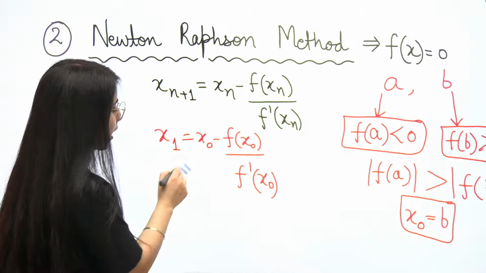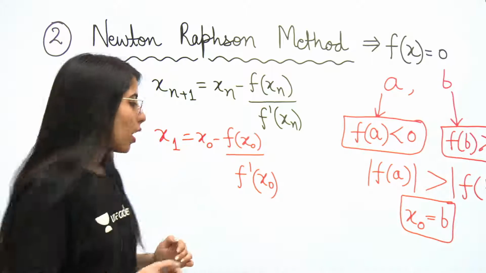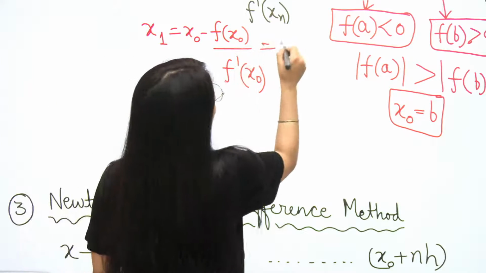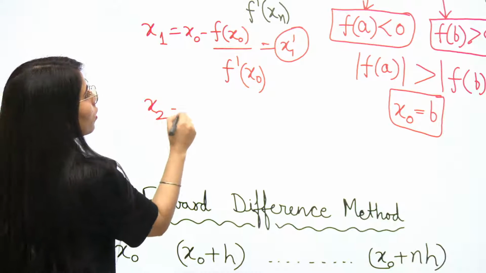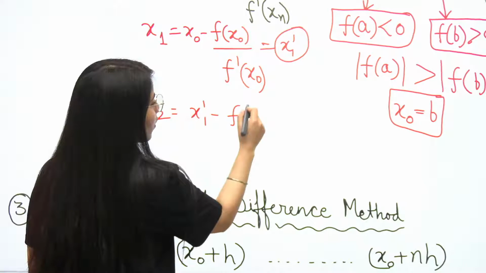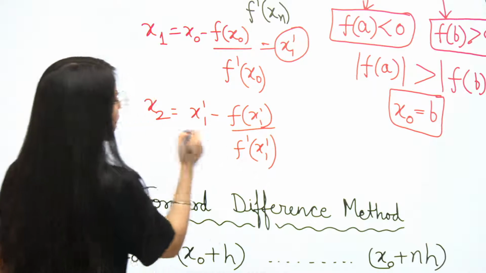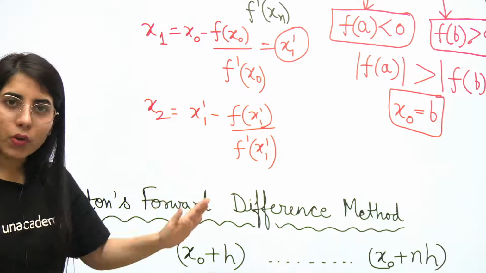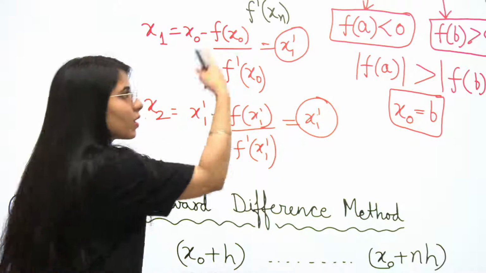But is this the final answer or the root of the given polynomial? No, it is not. So what do we have to do to find the root? In this way, let's say from here you have got x1 dash as the answer. Clear? Now you want to find x2. So you put x1 dash minus f(x1 dash) upon f dash x1 dash, and this will give you x2. For example, if f(x1 dash) you got equal to 0, then x2 equals x1 dash, which was the previous iteration.